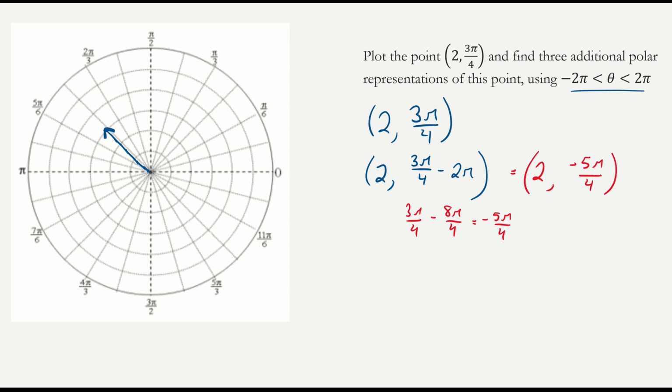Does that work? Negative 5 pi over 4. So let's try it out. 5, that'd be pi over 4, 3 pi over 4, 5 pi over 4. And then going out 2. So that does indeed give the same thing. Okay, can we try another one? Let's try that plus or minus 1 pi.